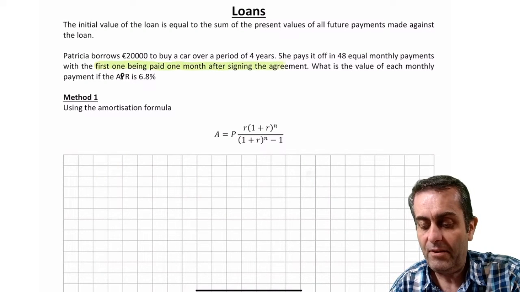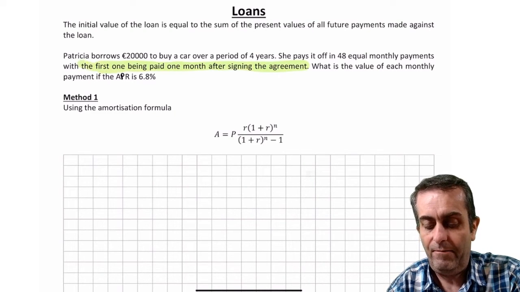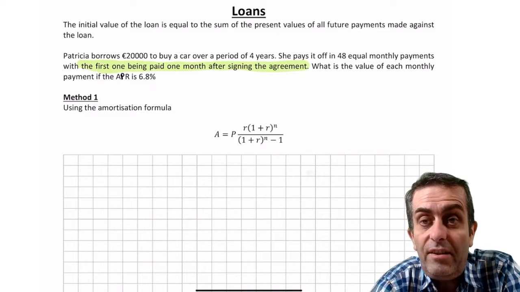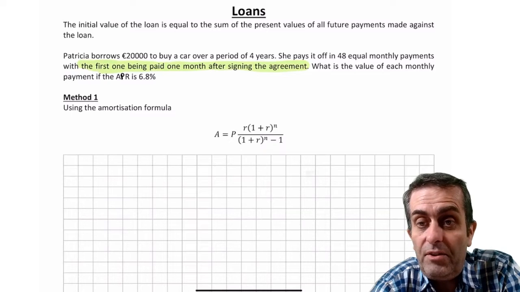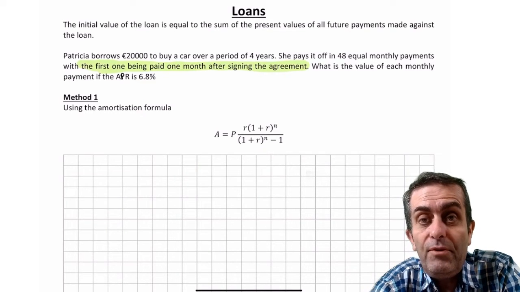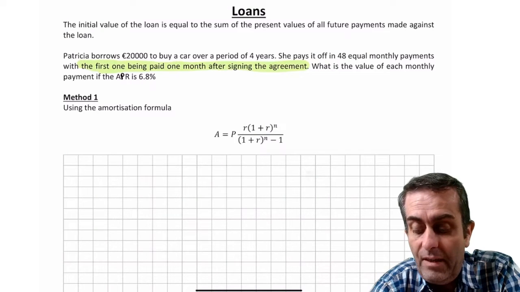Now, it's very, very important that we highlight that part there, because this is actually the only situation in which it's comfortable for us to use the amortisation formula. Okay, if time has been measured in months, the payments must commence 1 month after the signing of the agreement for the amortisation formula to actually work.